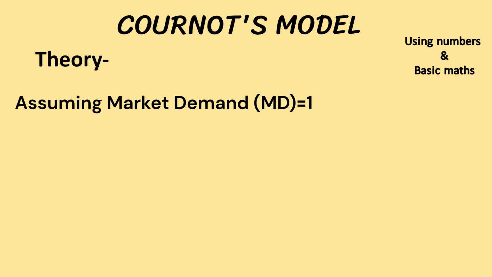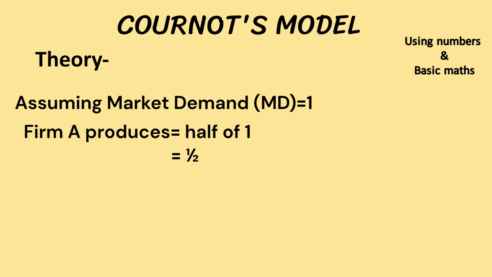Assuming the whole market demand to be 1, A will produce half of the market demand, that is half of 1, which is 1 by 2.